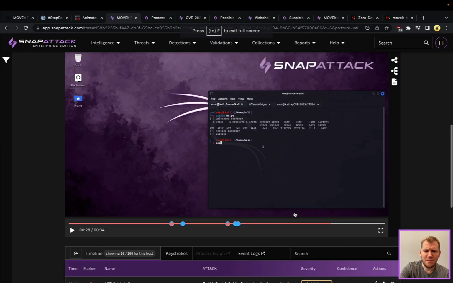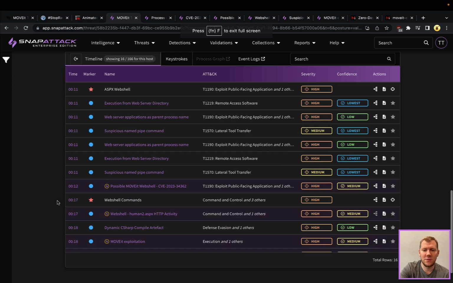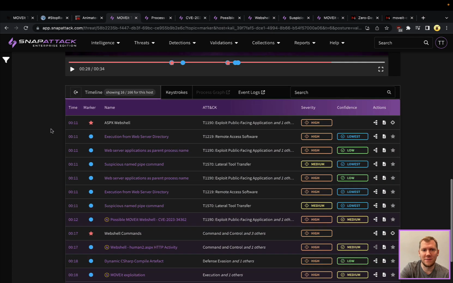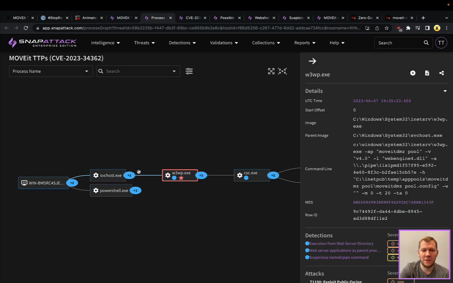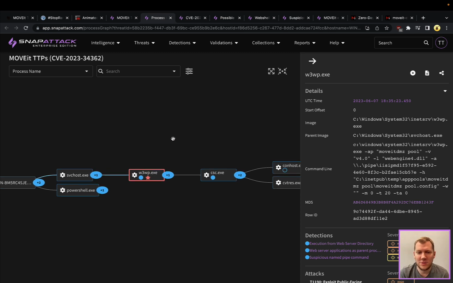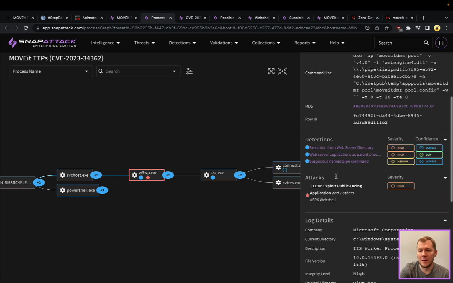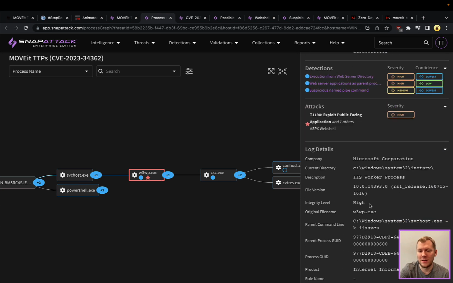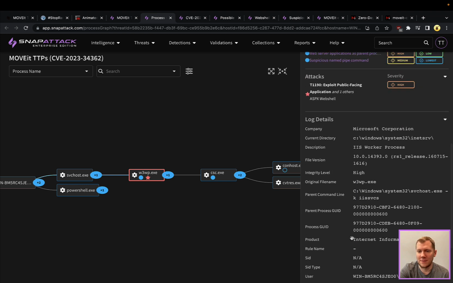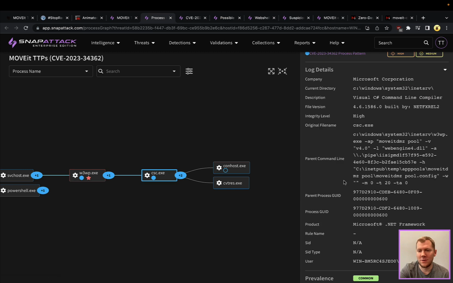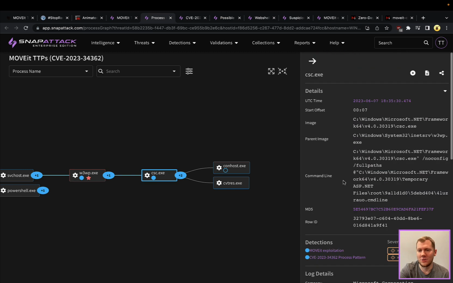So we can see some of these techniques here. Again, we can see our detections and the ones that validate. This is also interesting activity on the process graph view. W3WP, that's our IIS service, is running under svchost. We can see some of the user activity. This is running in a high integrity context level. This is also running under the context of the MOVEit service. And you can see here that this is launching csc.exe to compile that DLL.